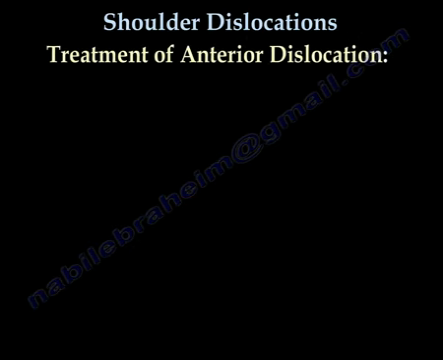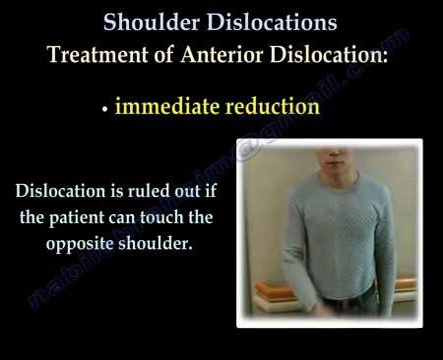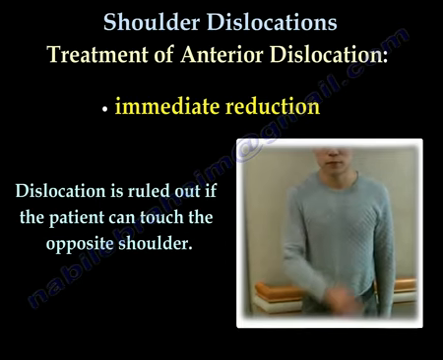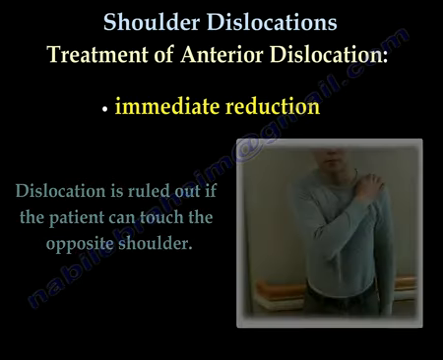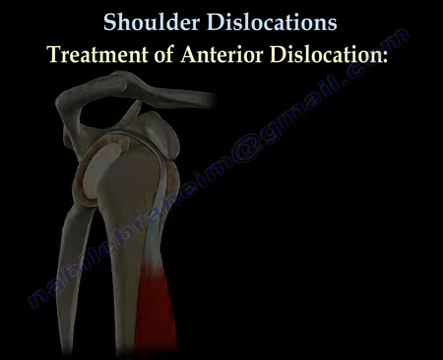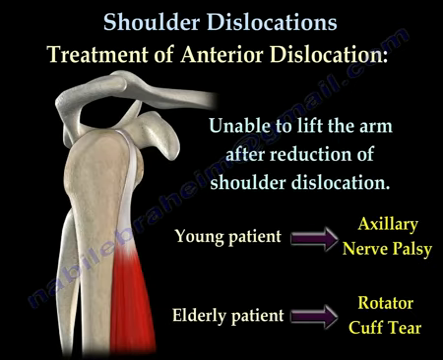Treatment of anterior shoulder dislocation: immediate reduction. Dislocation is ruled out or reduced if the patient can touch the opposite shoulder. Immobilization of the shoulder remains controversial in duration and position of the immobilization. Patient will be unable to lift the arm.